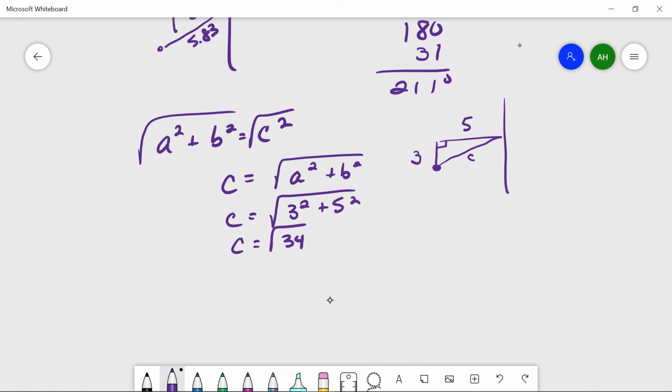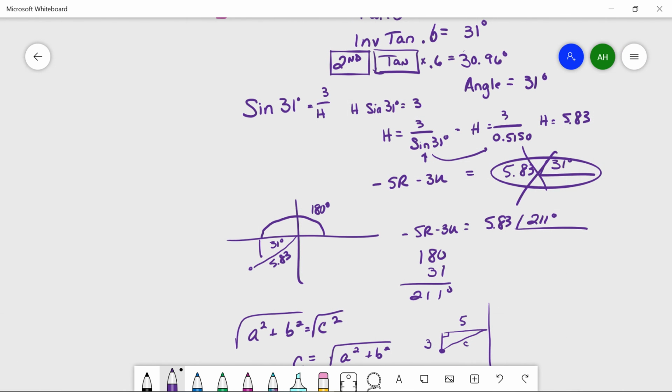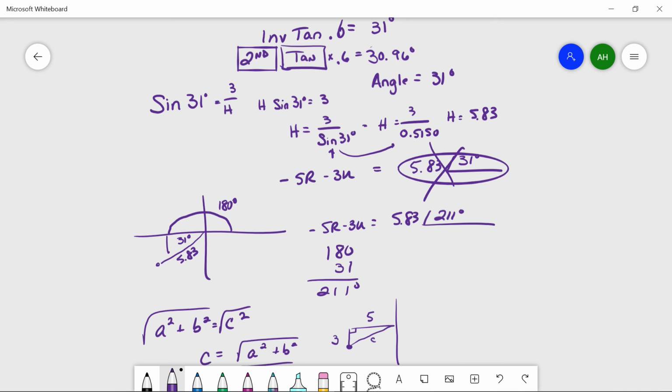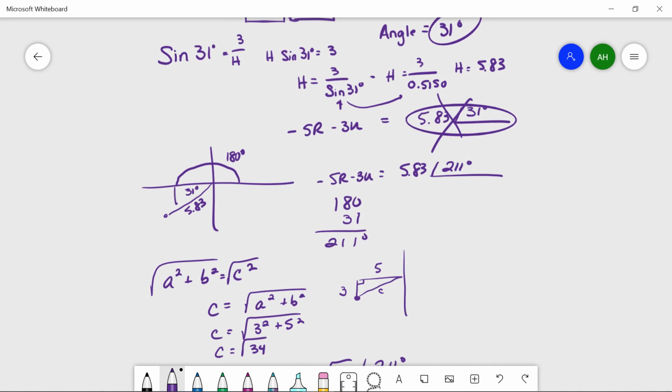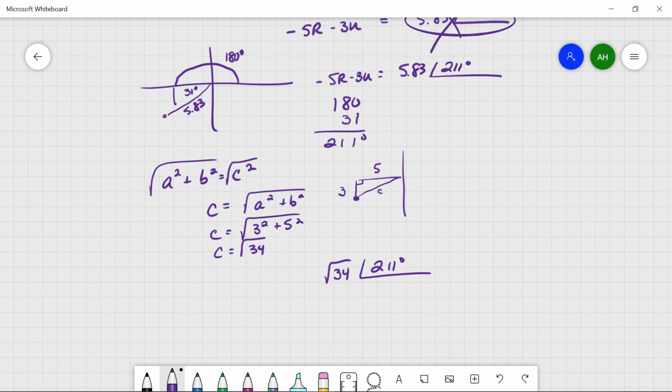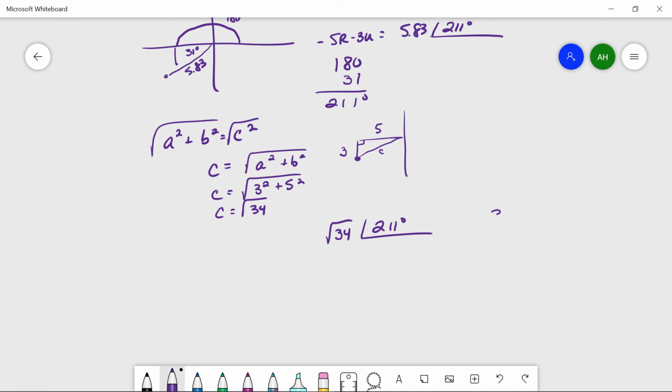So I could look at this also as the square root of 34 and that 211 degree angle. I would still have needed to use the tangent, which is what gave me this 31 degrees. So I would still have needed to use that tangent in order to get the 31 degrees. And remember that the 31 degrees plus 180 is how I get that 211.